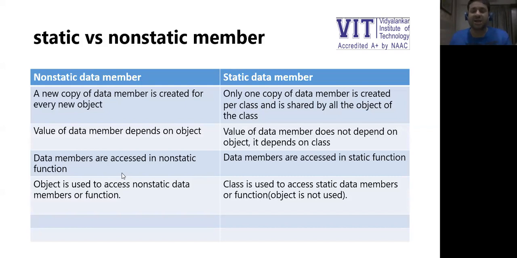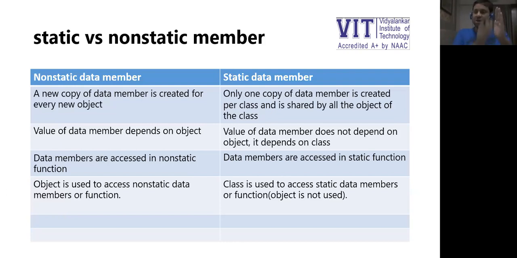The data members are accessed in functions. Yes, we will understand in due course that a class will have data members and member functions also. Why do we have member functions? So that we can access data members effectively. The non-static data members are accessed in non-static functions, and static data members are accessed in static functions. This is what we need to understand. The value of a non-static data member depends on the object, so non-static functions are called using an object.